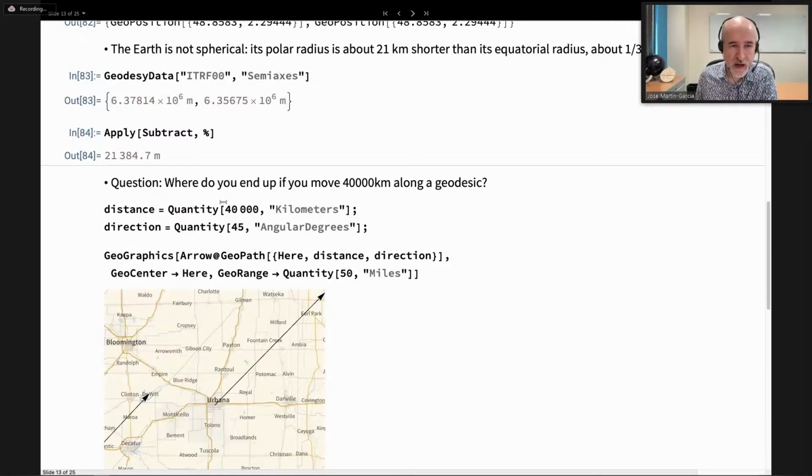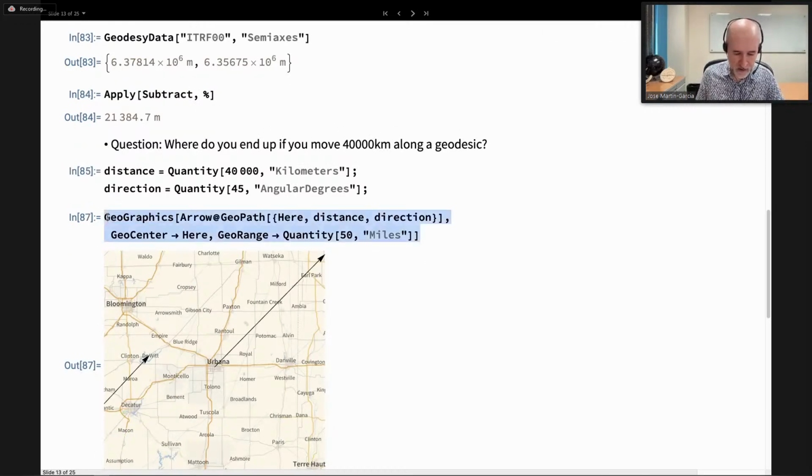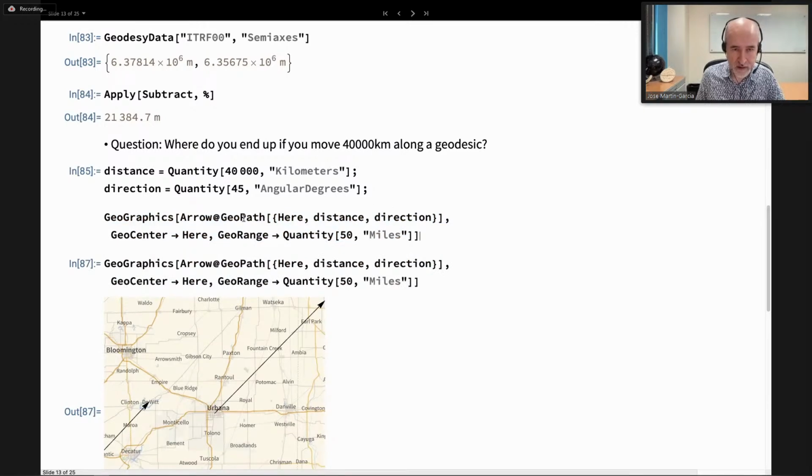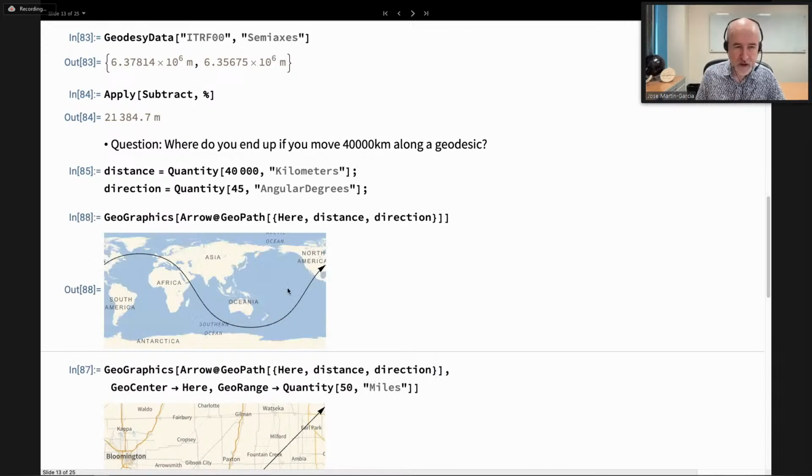For example, how could we compute where we end up if we move 40,000 kilometers starting with 45 degrees? If we were on a sphere, then we would end up on the same trajectory, right? Because it would be a geodesic, it would be a great circle, we would end up in the same place. But because we are on an ellipsoid, that's not true. We can compute, for example, the whole trajectory. Let's just do this. So we start here. That will be the trajectory we are computing. We end up more or less at the same place.